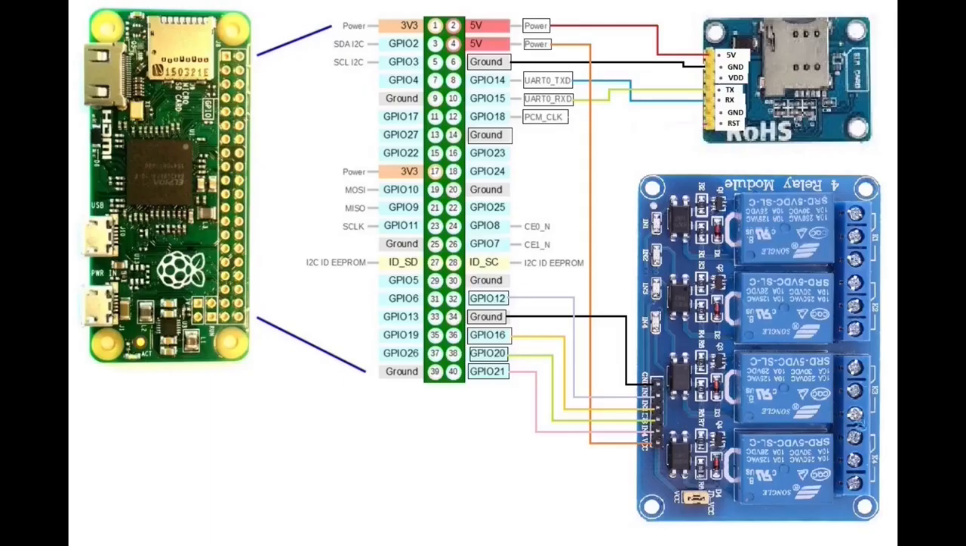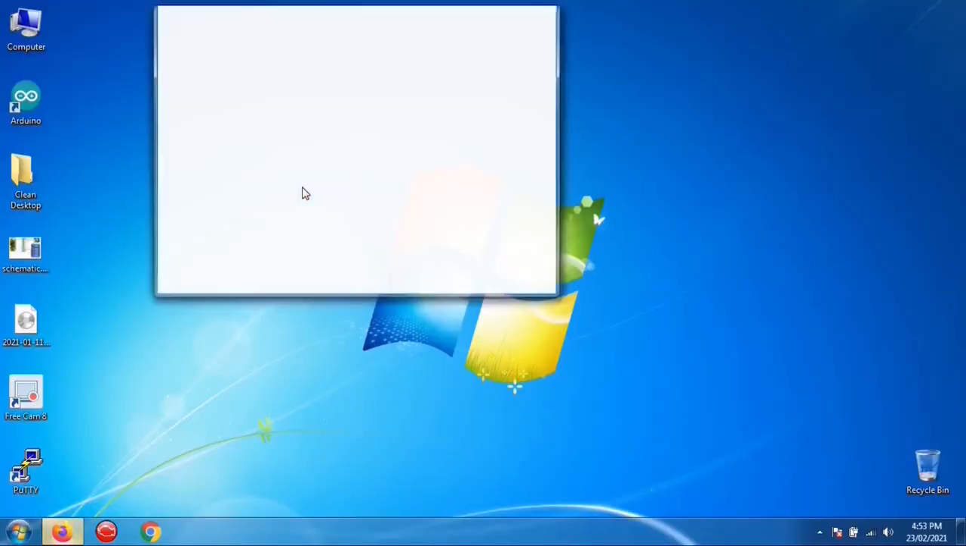5 volts goes to 5 volts on the SIM800, ground goes to ground on the SIM800, TX goes to RX of the SIM800, and RX goes to TX on the SIM800L. Another 5 volt rail goes to the relay board, ground goes to ground of the relay board, and 12, 16, 20 and 21 go to the inputs of the relay board in order to drive them. So now we're gonna download some software to program the Pi to do so.